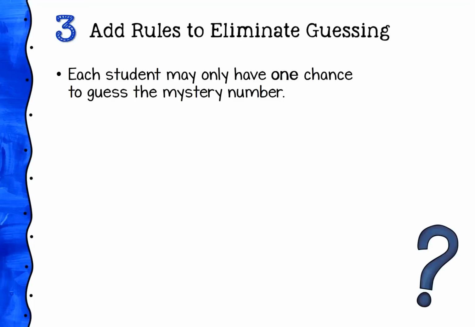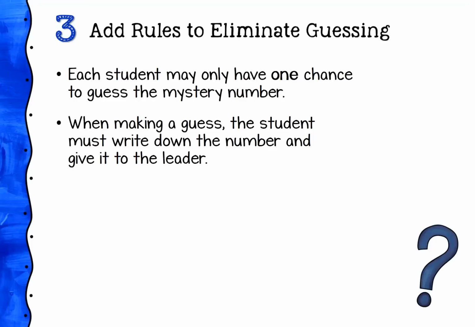The next variation that worked really well for me was to say that each student could only have one chance to guess the mystery number, because what I found was that kids would just keep guessing. Is it a 3? Is it an 8? Is it a 15? But if you say you only have one chance to guess the mystery number, and if you guess it and you're wrong, then you're out of that round of the game, then it makes them think a little harder.